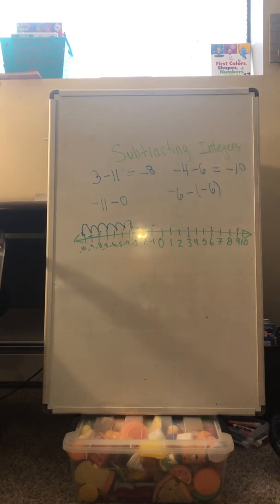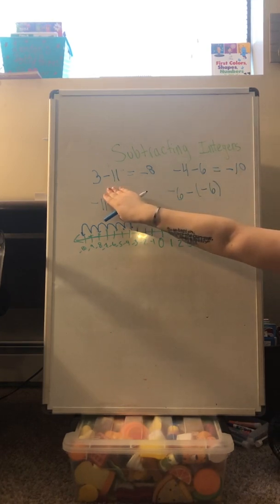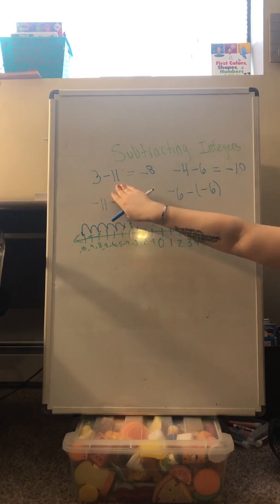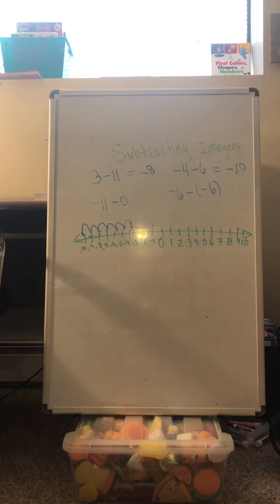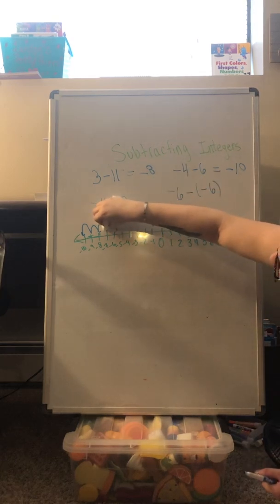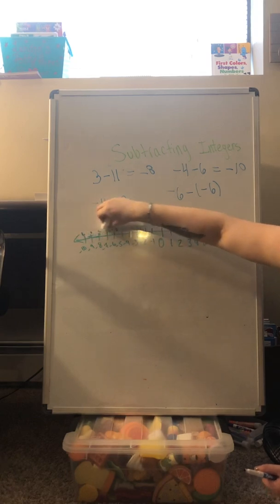Now, if we're thinking about this in terms of money once again, we have negative $4 in our bank account. We accidentally spend $6 more. Now our account is $10 in the negative. For our first one, we had $3. We spent $11. So now we're $8 in debt. We're $8 negative.